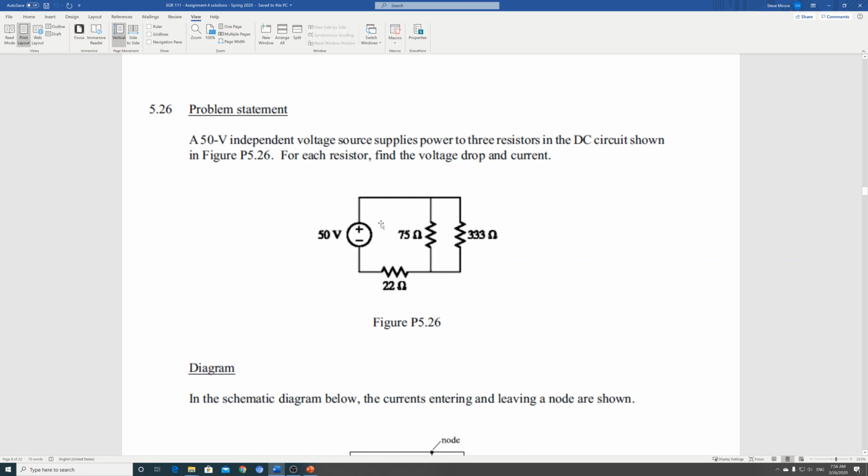That simplifies it in a way. Whatever's leaving here, we could call I1 or the current through the 22 ohm resistor, is whatever's going up here, and then it splits, and then it comes back together. So we use these concepts.